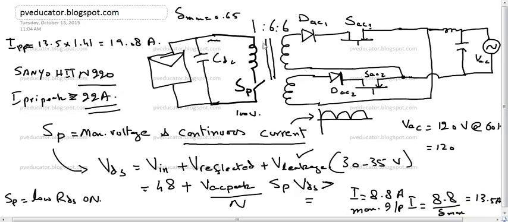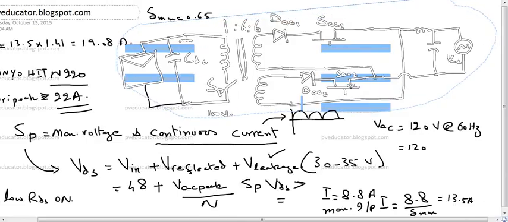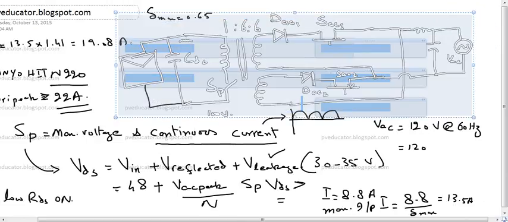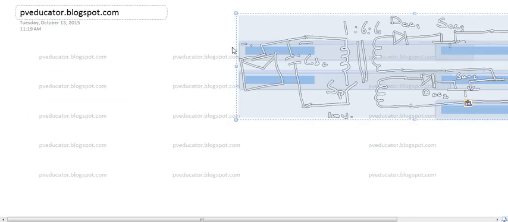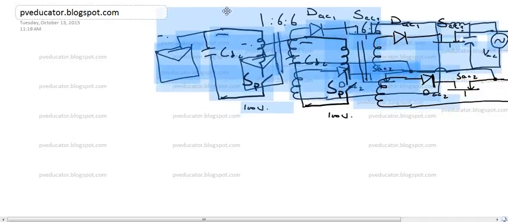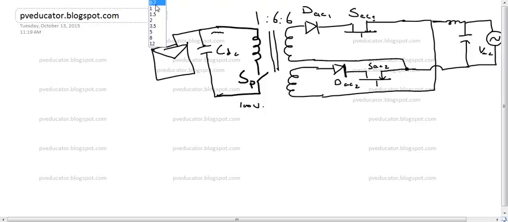So for the secondary side, let me copy this thing here. Okay, so we have generated this diagram here. So now is how we can select the DAC1, SAC1, DAC2 and SAC2.